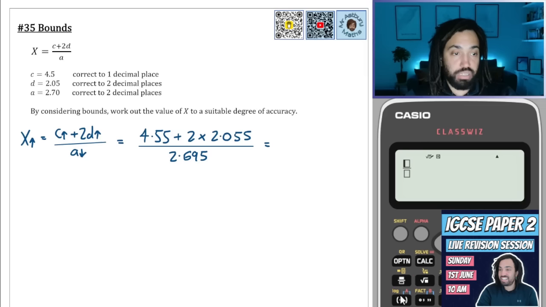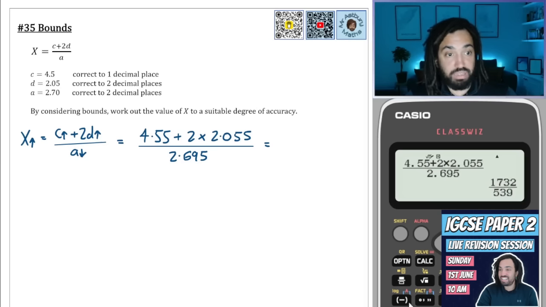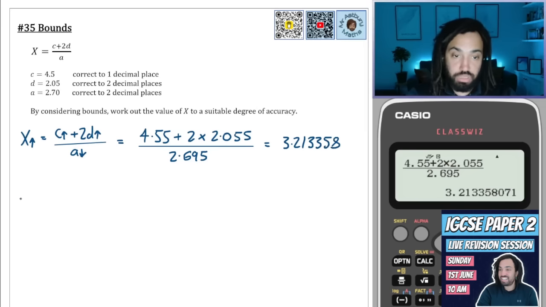We will just type in 4.55 plus 2 times 2.055 over 2.695. And then we'll get that as a decimal, and that is 3.21, and we'll write out quite a few decimal places. That should do the job.